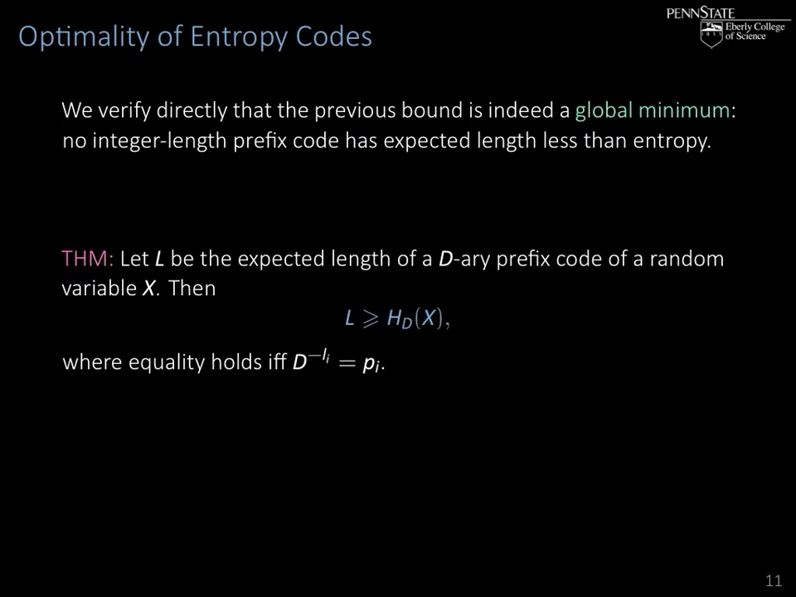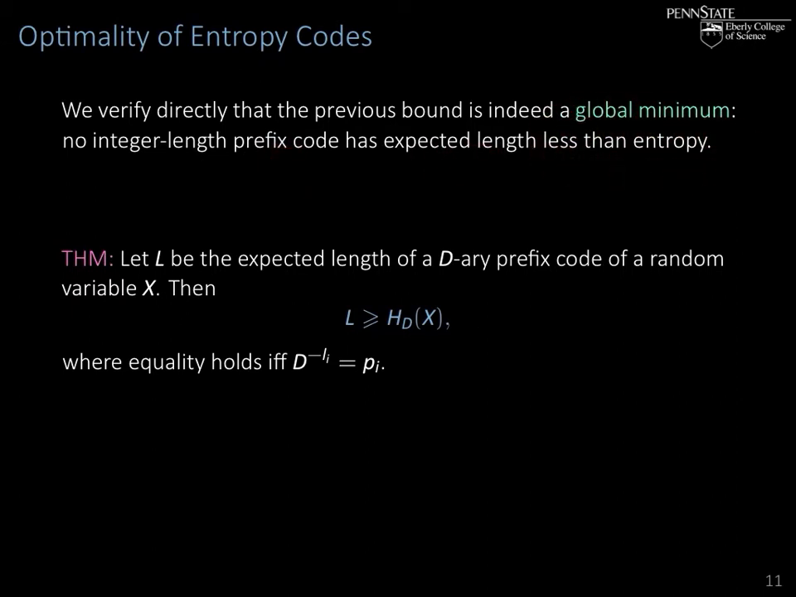And one could do this either via calculus again, right? So looking at the Hessian and stuff like that. But one can also verify this directly using different methods. So, and that's what we want to do here. So we want to verify directly that the previous bound is indeed a global minimum. No integer length prefix code has expected length less than the entropy.